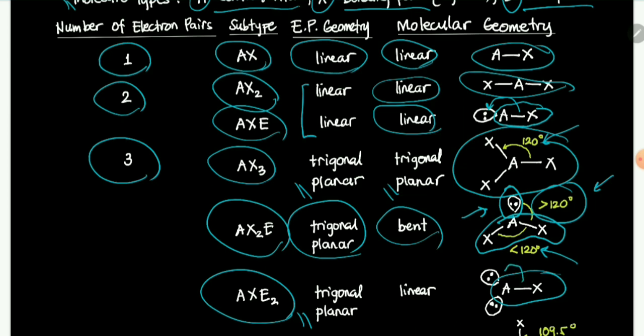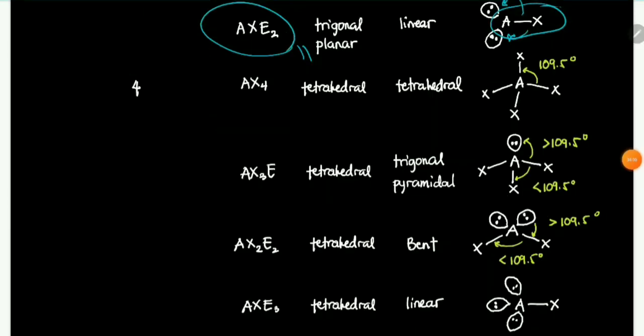Okay? So, the angle between this, actually, is less than 120 degrees kasi, again, mas dispersed yung ating mga lone pair. So, mas malaki yung space na nasasakop nila and therefore, mas maliit yung angle na na-form between the lone pair and the bonding pair. Okay? So, punta naman tayo dun sa molecule na may 4 na electron pairs.